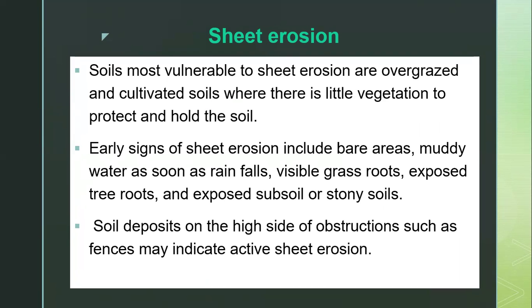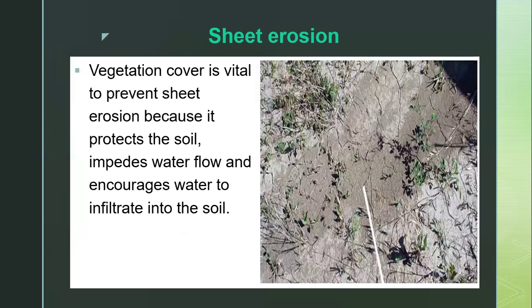Early signs of sheet erosion include bare areas, muddy water as soon as the rain falls, exposed grass roots, and exposed subsoil or stony soils. Soil deposits on the high side of obstructions, such as fences, may indicate active sheet erosion. Vegetation cover is also vital to prevent sheet erosion because it protects the soil, impedes the water flow, and encourages water to infiltrate into the soil.